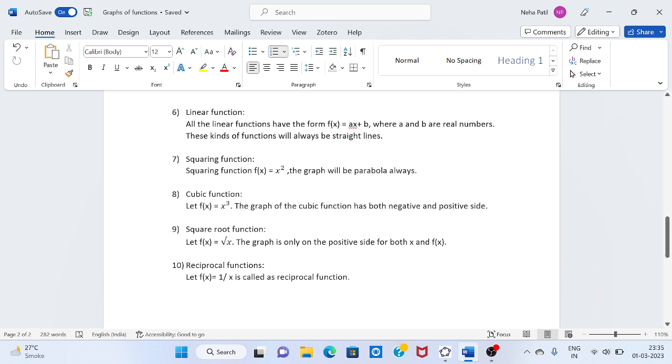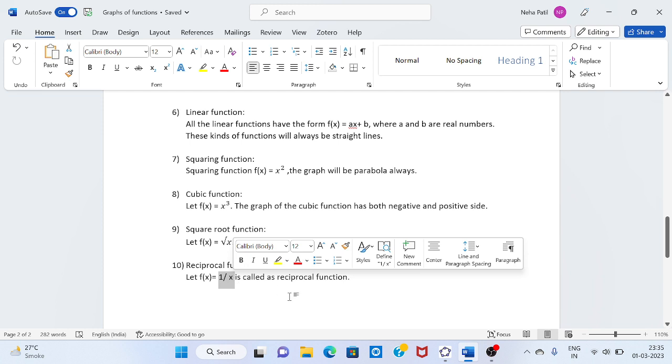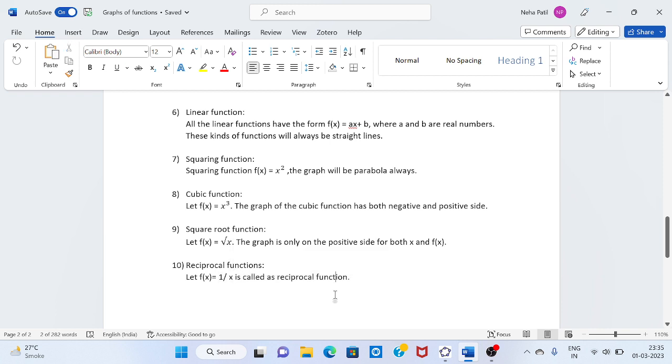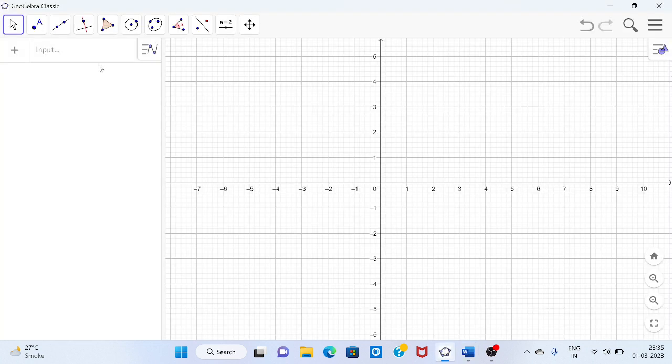The last we have is a reciprocal function. Now, what is a reciprocal function? Reciprocal is basically taking the inverse of any number. If I have x and want to find its reciprocal or inverse, that is 1 divided by x. It becomes an inverse, and these kinds of functions are called reciprocal functions. Now let's see these functions one by one and their graphs in GeoGebra.